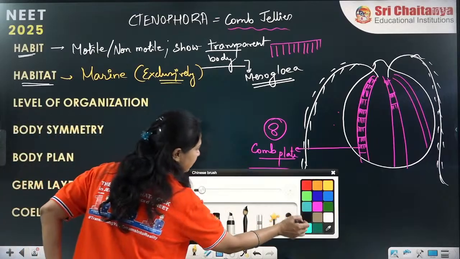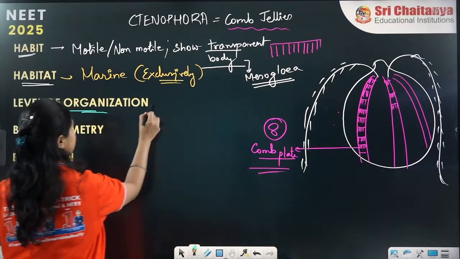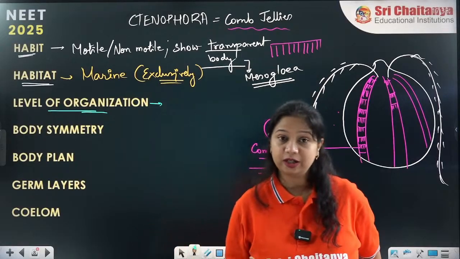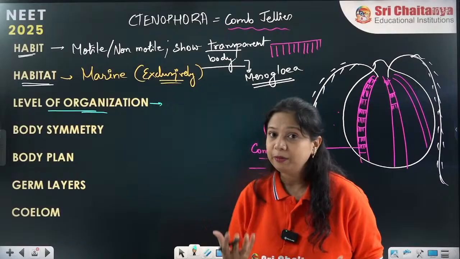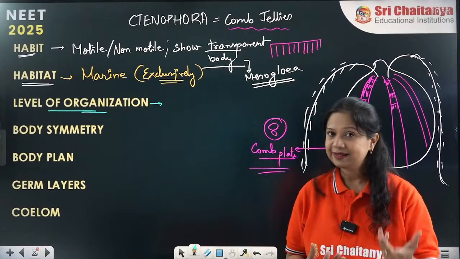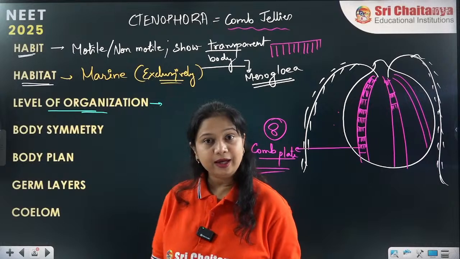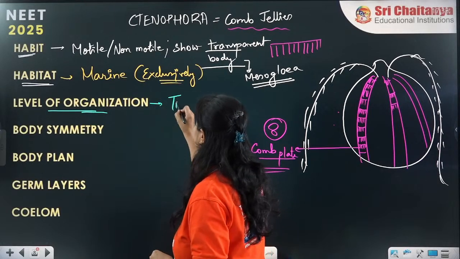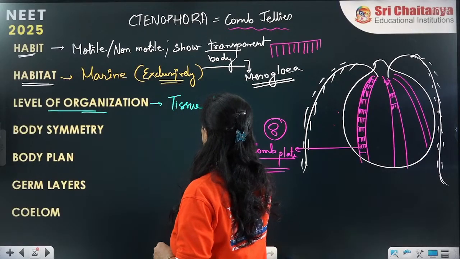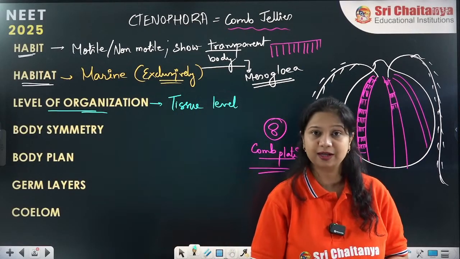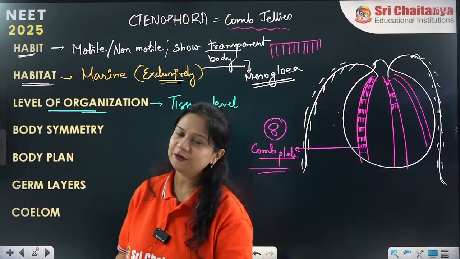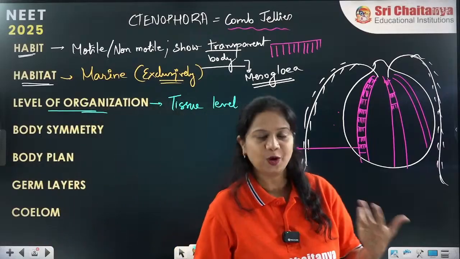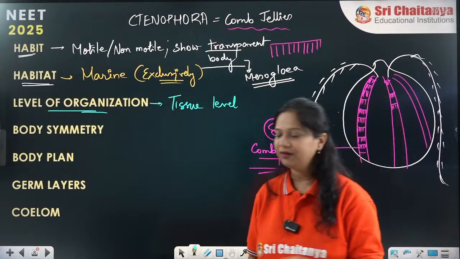Third, it is the level of organization. What is the level of organization here? Again, how these bodies are made. The bodies are made up of cells and tissues, and here again, like the coelenterates, they have a tissue level of organization. Cells arranged in different clusters called tissues, and these tissues form the whole body. That is called tissue level of organization.